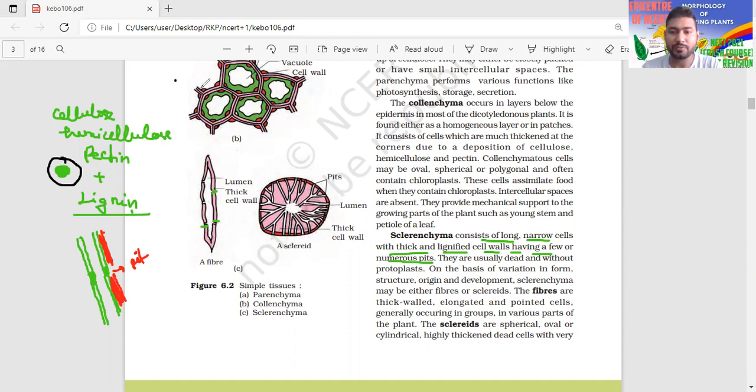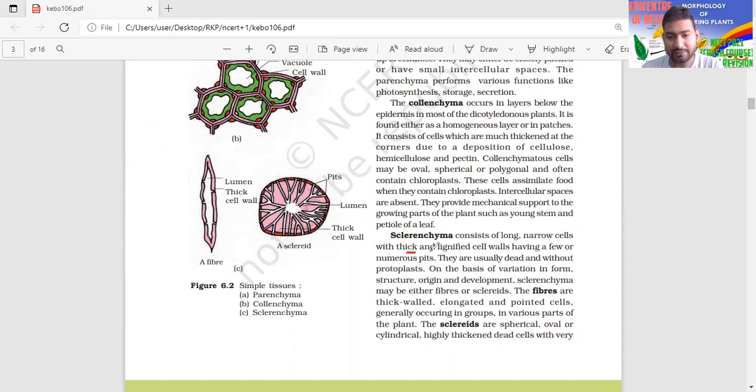Now look at what it is saying. Thick and lignified. I told you lignin deposition is there, and the cell wall has a few or numerous pits, maybe one or more than one. They are usually dead and without protoplast. I told you already, if they have protoplast, it will be dead, or maybe there is no protoplast.